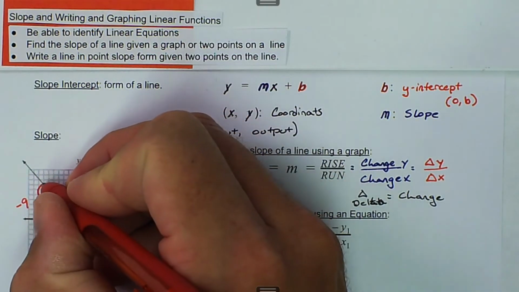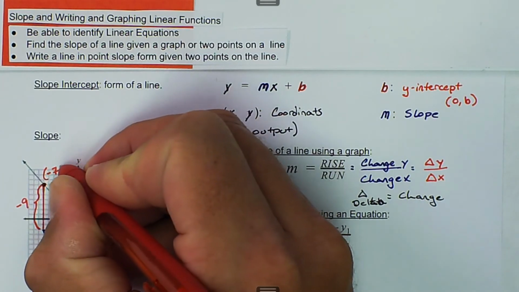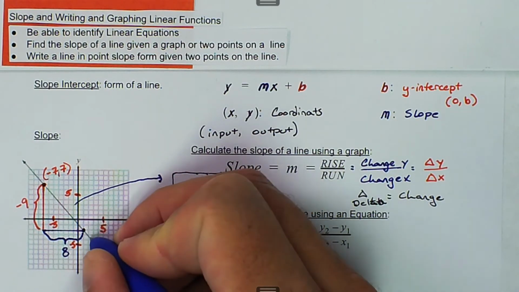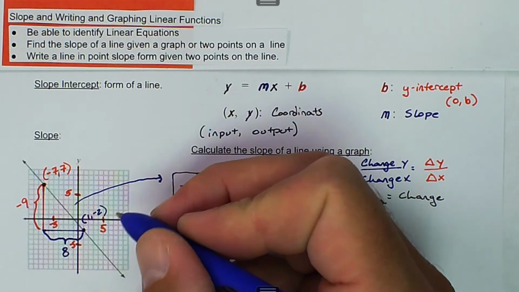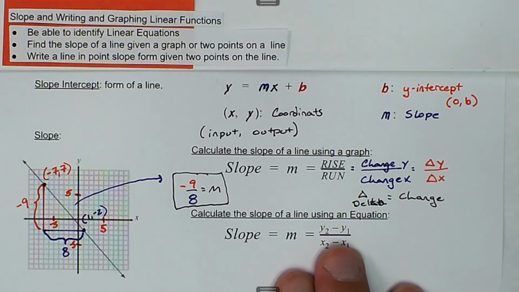So up here we have the coordinate point of -7, 7. And over here, we have the coordinate point of 1, -2. And so we can use our slope formula where we have y2 minus y1 over x2 minus x1 is equal to slope.